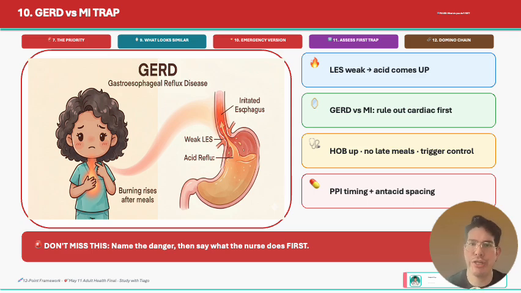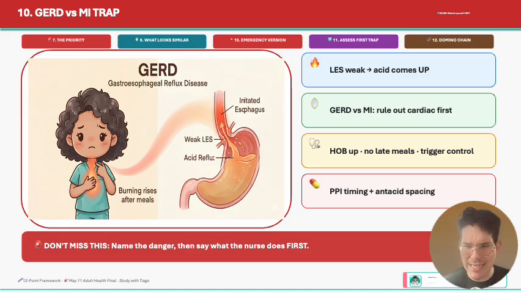MI is more concerning when the pain feels pressure like, crushing, heavy, or tight. When it radiates to the jaw, the shoulder, the left arm, or the back, when the patient is diaphoretic, short of breath, nauseated, pale, weak, or has risk factors, antacids not helping is another clue that this may not be simple reflux. Okay?